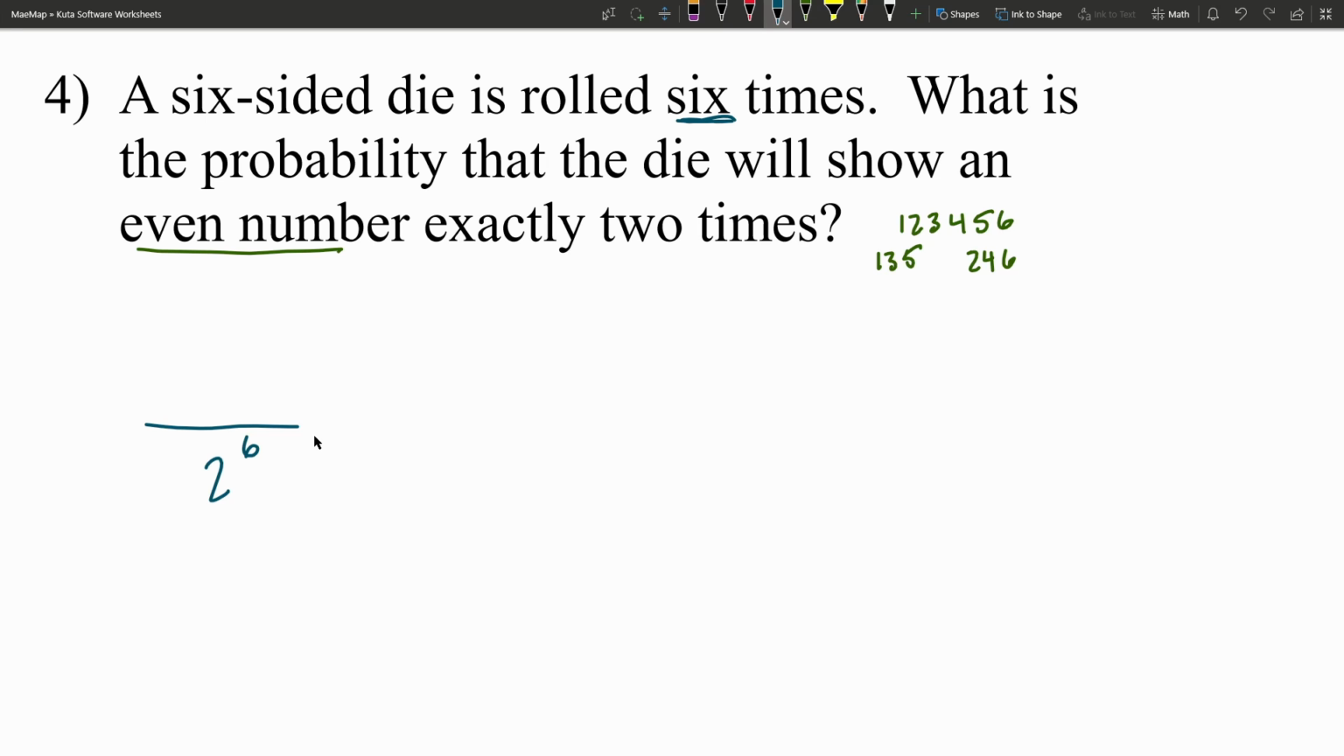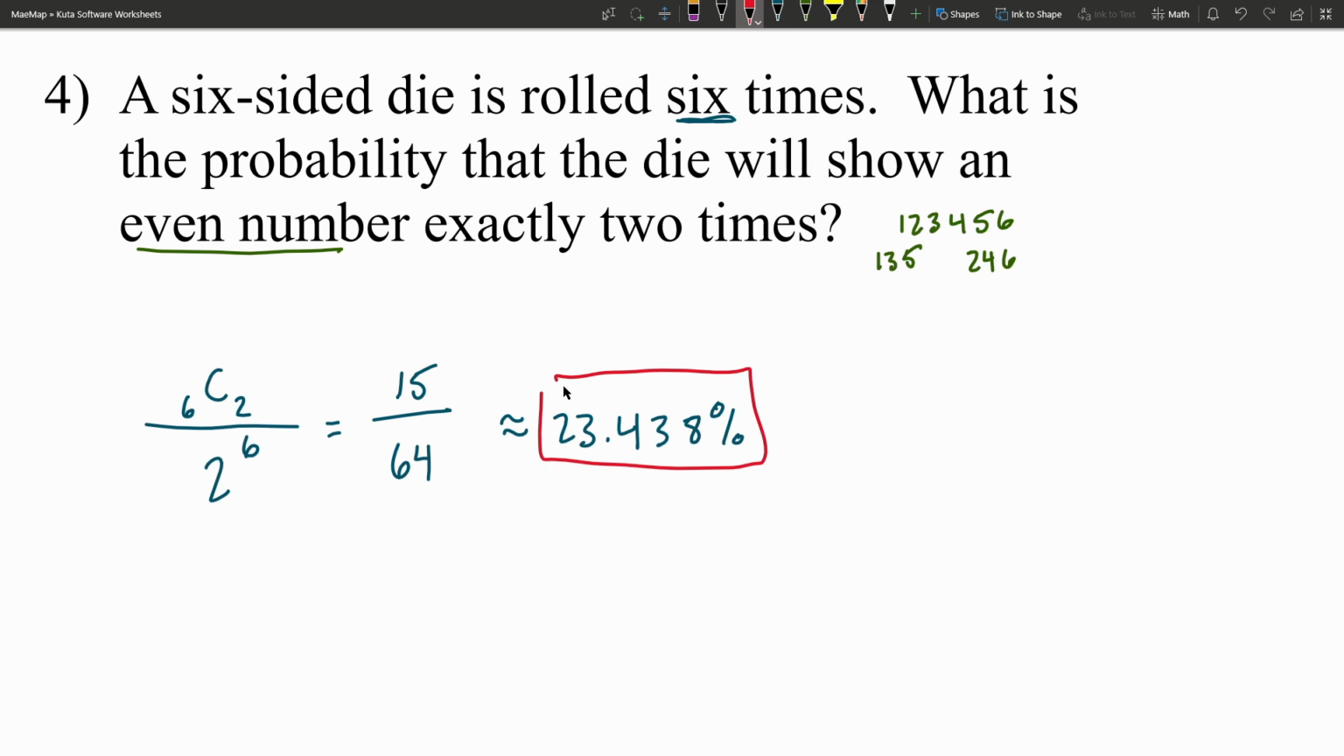What we want to do is find the probability that the die will show an even number exactly 2 times. So out of 6 rolls, we want 2 that are even. So that's going to be 6 choose 2, a combination, since order doesn't really matter. Calculating this out, that's going to be 15. And 2 to the 6th is 64. So our probability, when converted to a percent, is 23.438%. Let's move on to number 5.